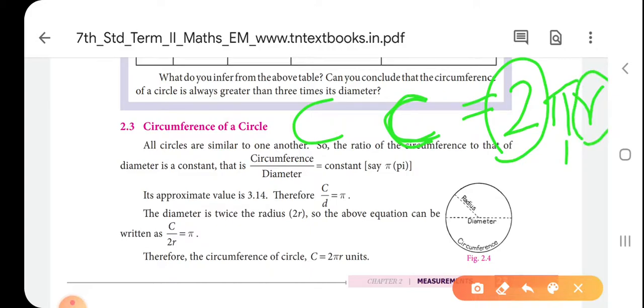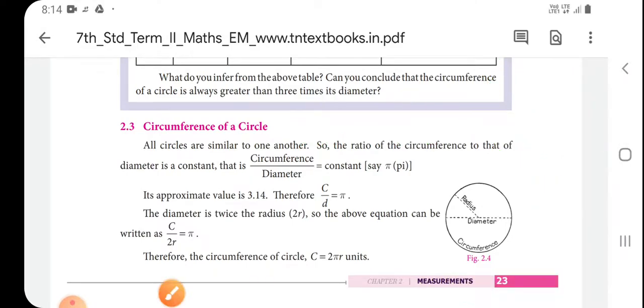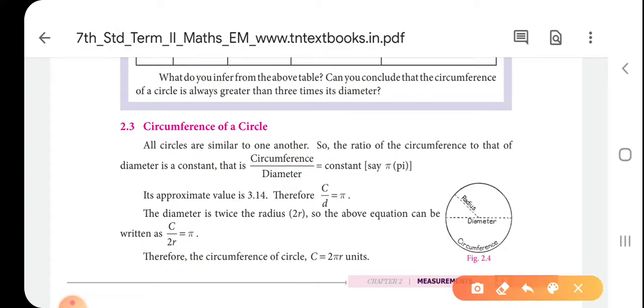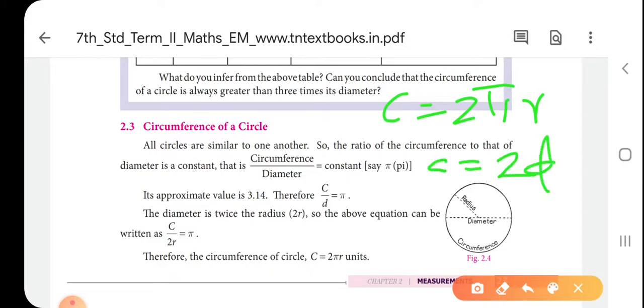Suppose in the question they have given the diameter. What is the circumference formula? Instead of 2R we can substitute D. So C equals pi D. When the radius is given, the circumference formula is C equals 2 pi R. When the diameter is given, the circumference formula is C equals pi D. Clear? So these two formulas are for the circumference of the circle.